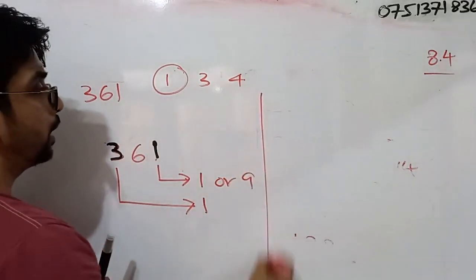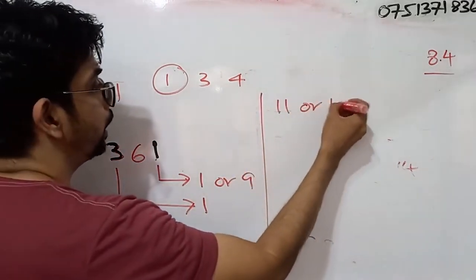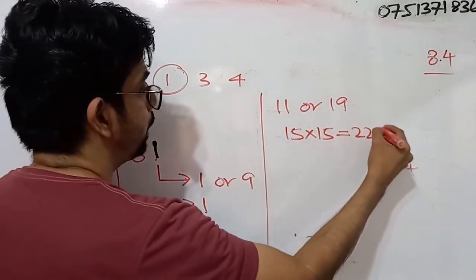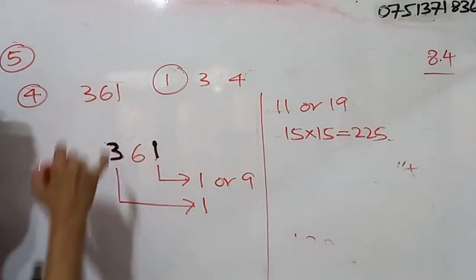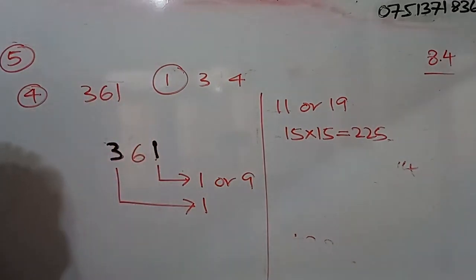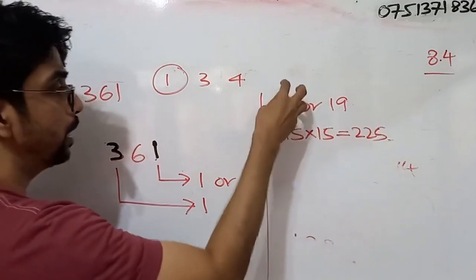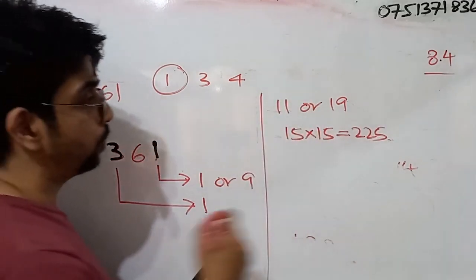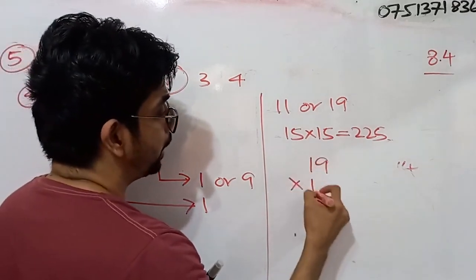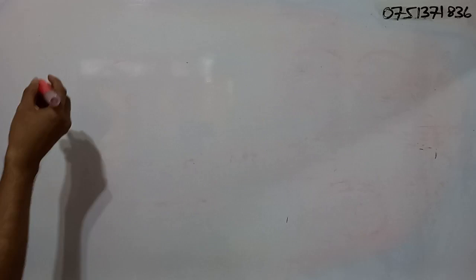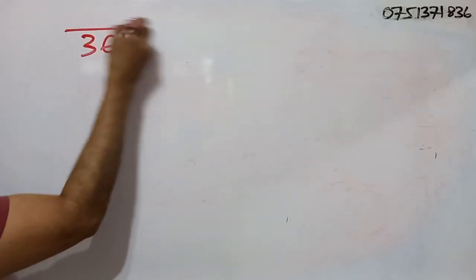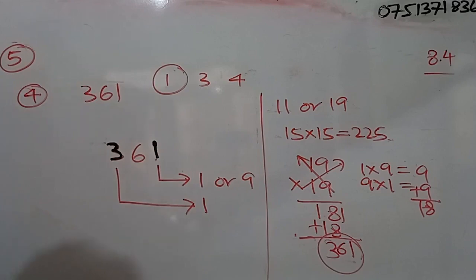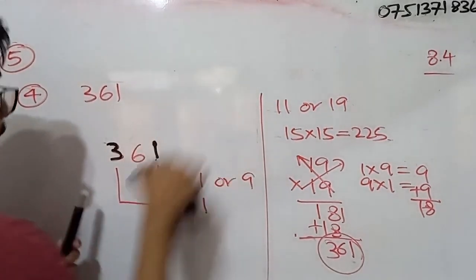So what can be the number? It can be 11 or it can be 19. We know the square of 15 is 225. The number that we are checking is 361. By comparing these two numbers, it is pointless to take the square of 11. So we have to take the square of 19, which is 361. So the square root of 361 is 19.